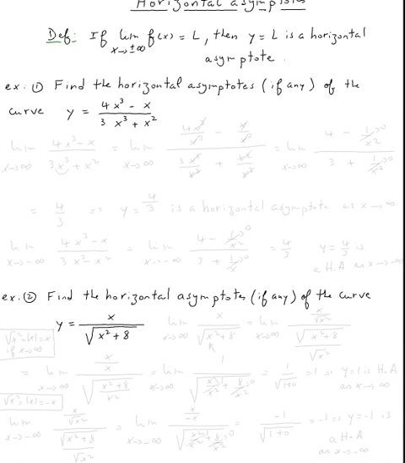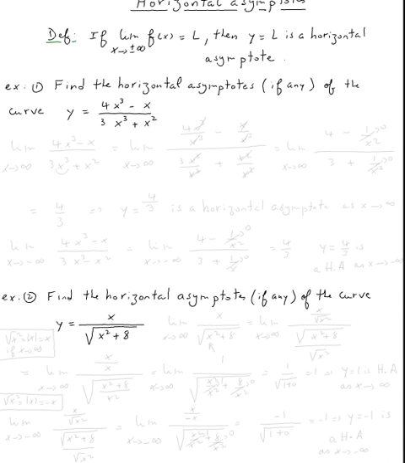The topic is horizontal asymptote. If the limit of f of x as x approaches negative or positive infinity is equal to some number L, then y equals that number L is a horizontal asymptote. So let's do the first example.